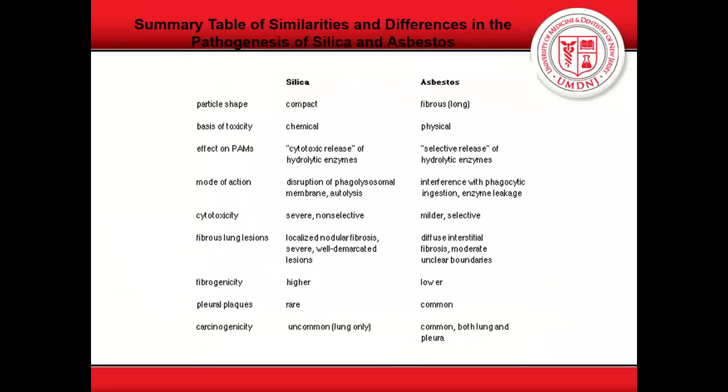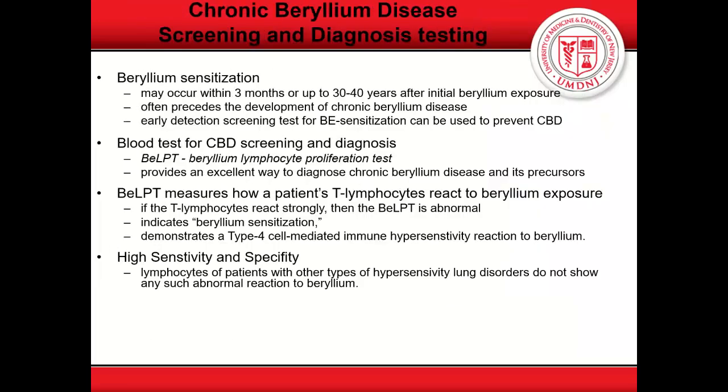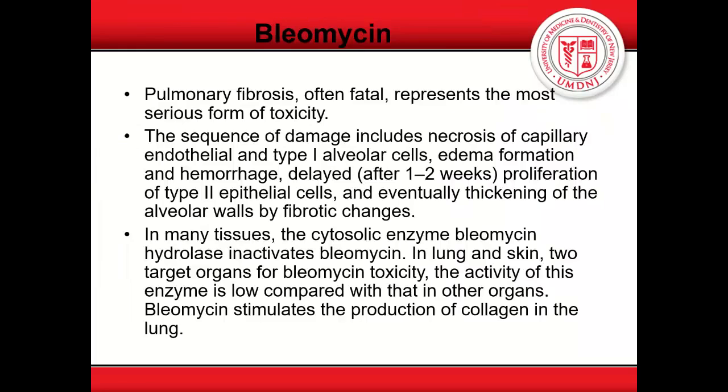So again, this is the differences between what you see in silica versus asbestos. So know the differences. And then beryllium, again, what is chronic beryllium disease, the characterization of chronic beryllium disease, how do you screen and diagnose chronic beryllium disease.